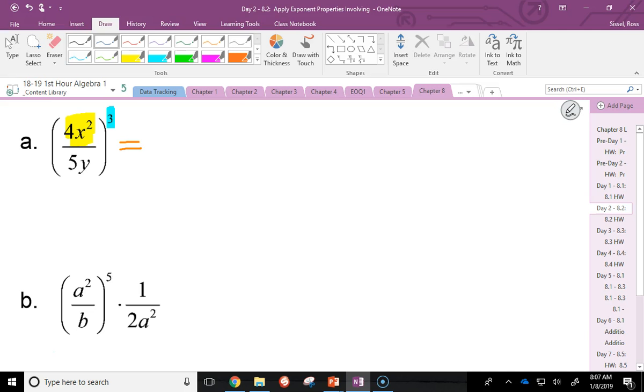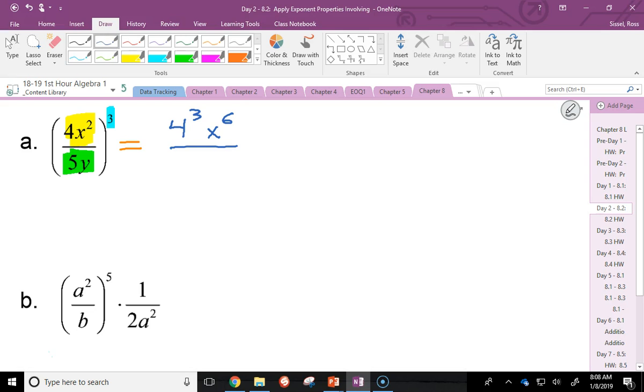Anna, what did you get for the numerator? What would you simplify it to? 4 to the power x to the 6th. Good. 4 to the third, and then x, you multiply your exponents. So x to the 6th all over. And if we look at our denominator now, your denominator would become what?